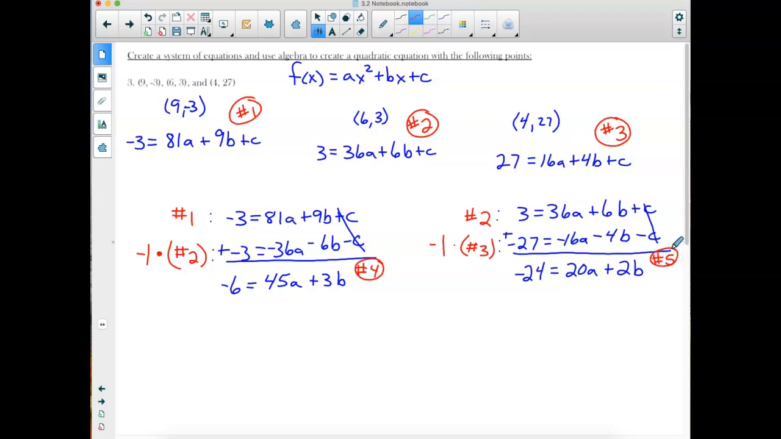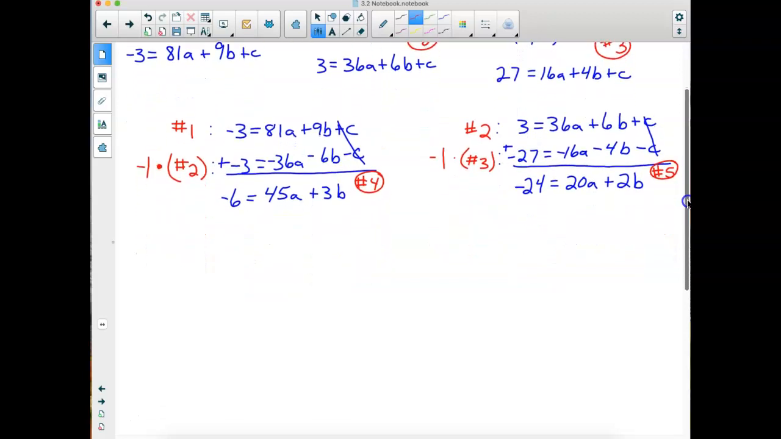And when I look at equation 4 and equation 5, it's kind of a pain because I don't have the same number or anything. So what I'm going to choose to do here is my smaller numbers are on the b's. I'm going to take number 4 times 2, and then I'm going to take equation number 5 and multiply that one by -3, so I can get opposite coefficients on the b. One will have a +6, one will have a -6.